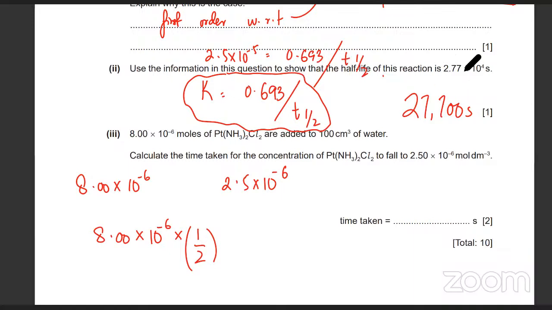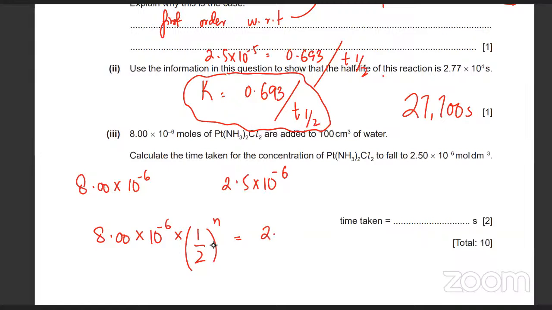Anyways, basically the way you're going to solve this is: 8 times 10 power minus 6. That's the starting concentration. After 27,000 seconds, the concentration will decrease by half. Then after another 27,700 seconds, it will decrease by another half. So it will become 1/4. Then it will again decrease by half.